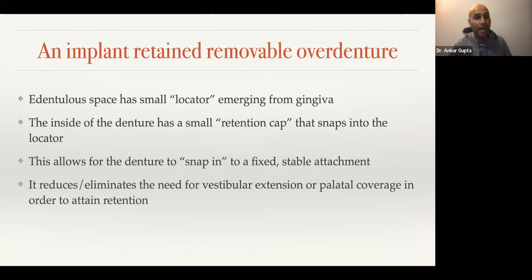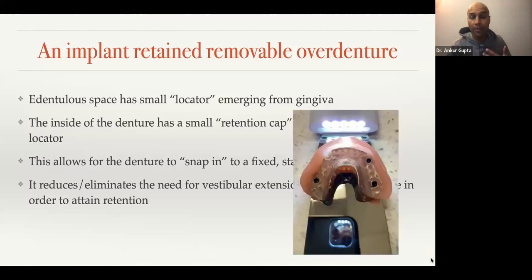And because the denture now is getting its retention from a fixed attachment, it reduces the need for the amount of vestibular extension or palatal extension in order to attain retention. When we were in dental school, we learned how to make a denture retentive. In the upper arch, we wanted it to have enough extension in the palate so that it would create a suction. The problem is that not all patients want full palatal coverage. Not all patients want full vestibular coverage. And so this allows for the elimination of some of that coverage.